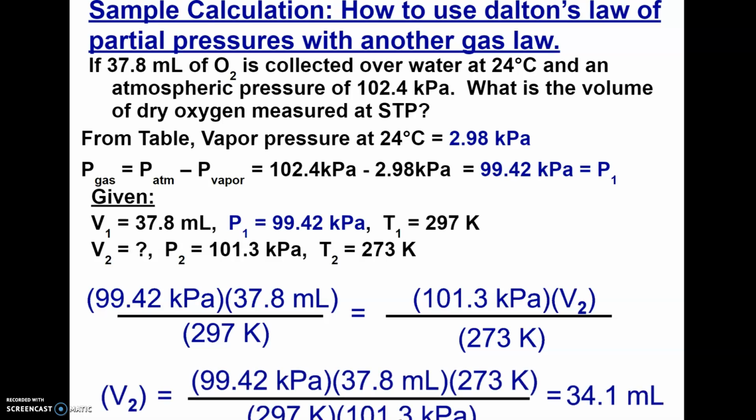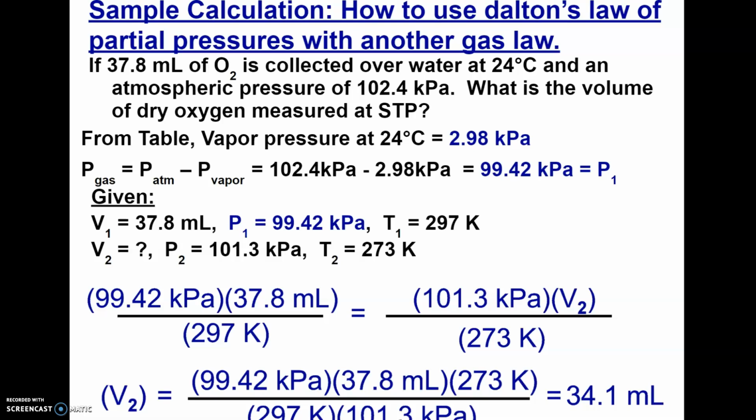So when you rearrange this equation, this is what you should end up with. You should see kelvins cancel, kPa cancel, and milliliters left in the numerator, which is where we want to be because we were solving for volume, which gives us an answer of 34.1.